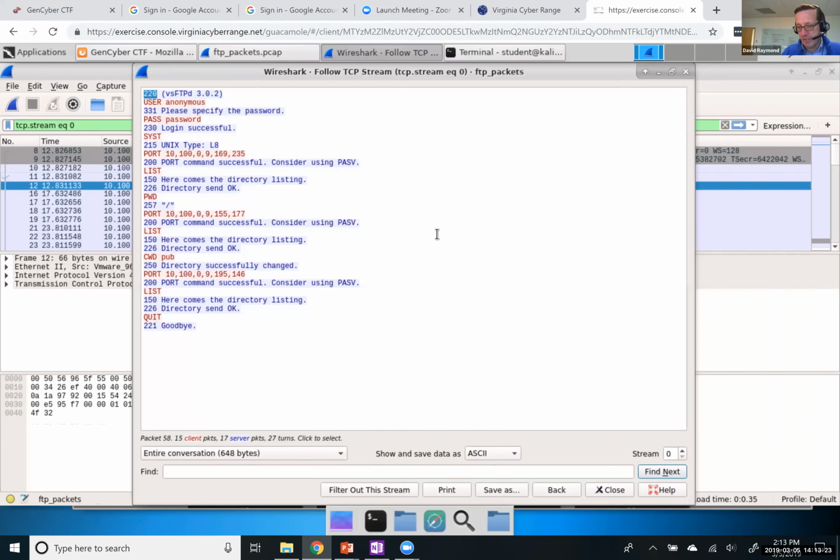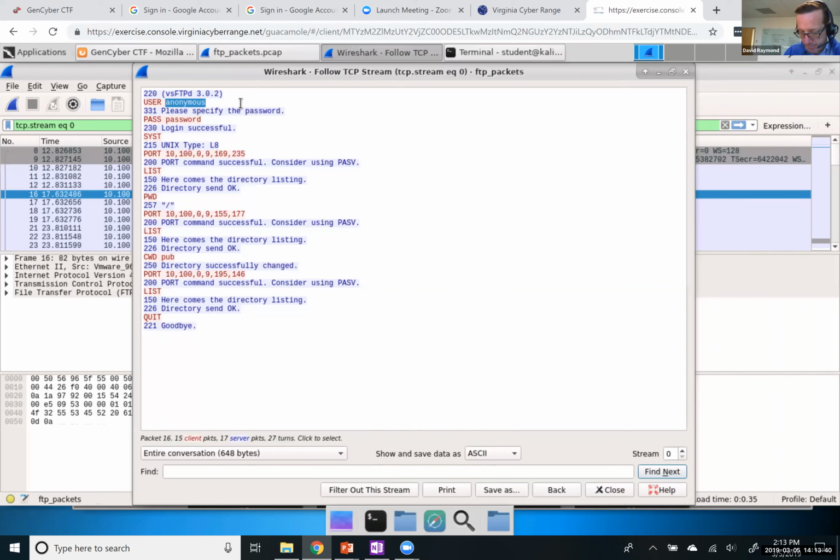If we were to drill in on the other component of the FTP traffic, the data component, then you would be able to see the actual files being sent back and forth between the client and server. I'm not going to do that today. Maybe we'll do that next time. But the question in the challenge is who logged in, and the answer is anonymous. So I'm going to copy that.